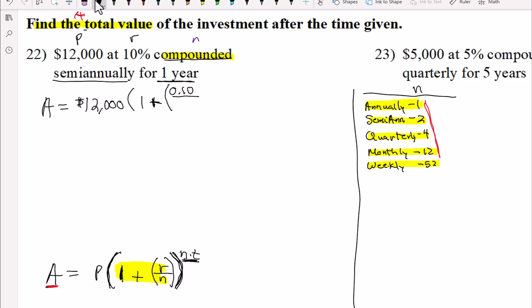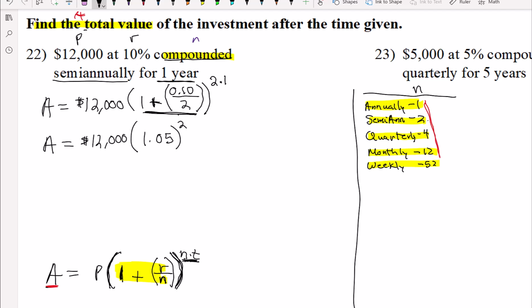Now, because they're going to be using calculators, make sure that they put the parentheses around that. Semi-annually, the N value, this N value means 2. Close that parentheses, and then the N value is 2 again. Oops, not an N, but a 2. And the T value is 1. And I recommend order of ops. Let's get this simplified first.